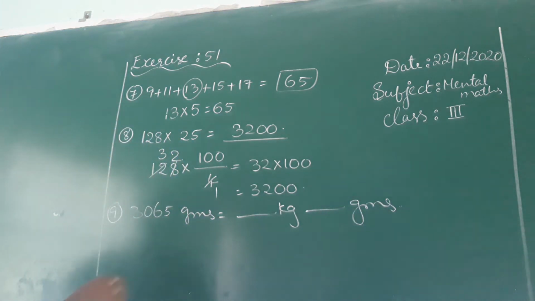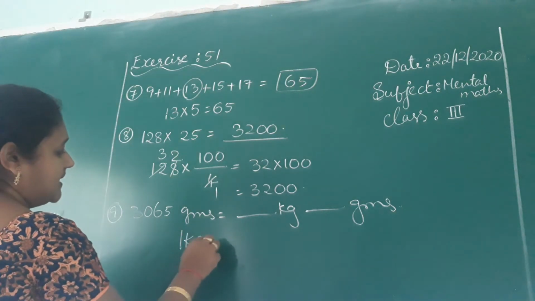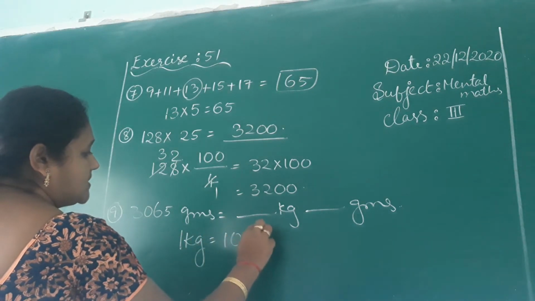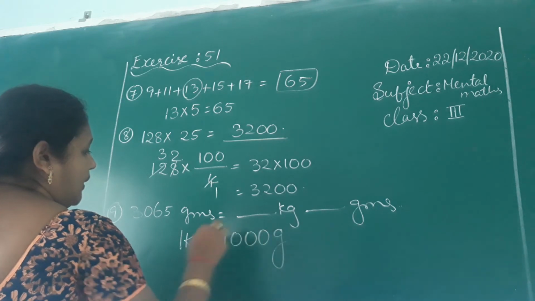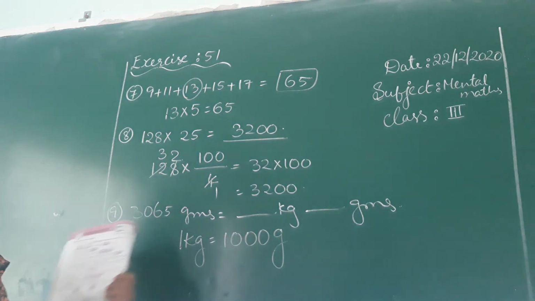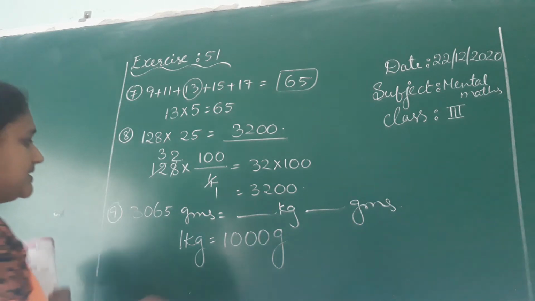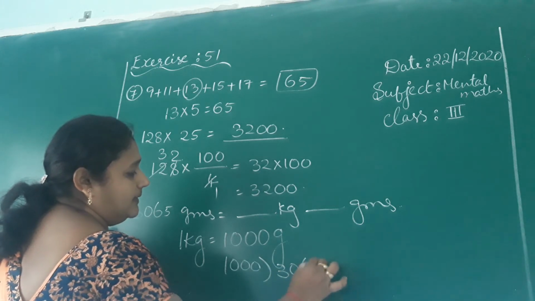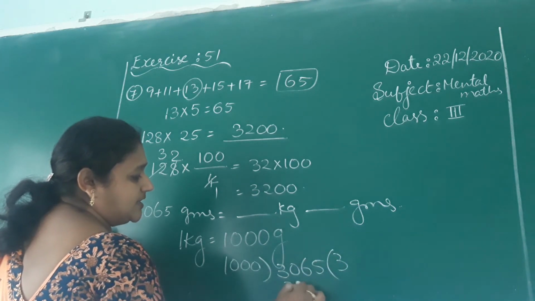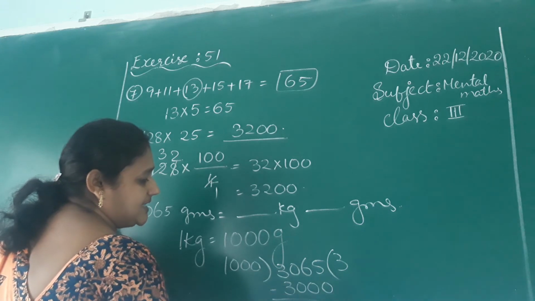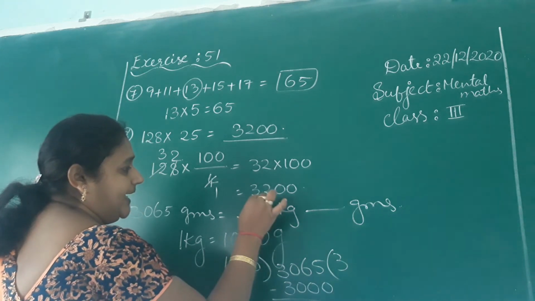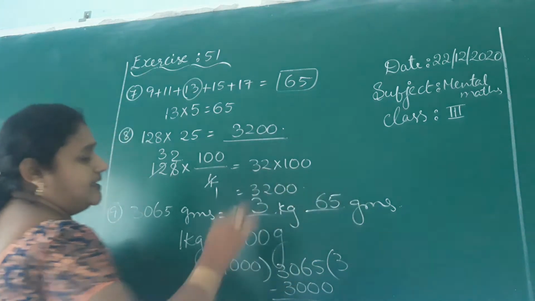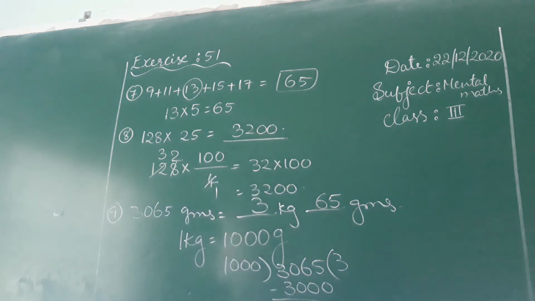How many grams, children? 1 kg contains 1000 grams. So if you divide the given number by 1000, you will get how many kgs and how many grams are there in that. So divide by 1000. 1000 threes are 3000. Remainder 65. So here 3 kgs and 65 grams are there.